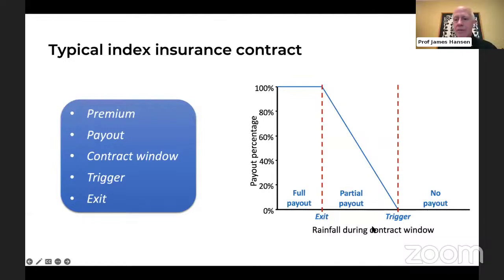Looking at the graph on the left, the x-axis is rainfall during the contract window. If rainfall is above this trigger, there's no payout. If rainfall goes below that trigger, then farmers will receive a payout. But the amount of the payout depends on how low it goes. Many insurance contracts have this linear increase in the payout amount from a trigger to what we call an exit. If the rainfall index goes below this exit, then farmers get 100% of the payout, the maximum payout.